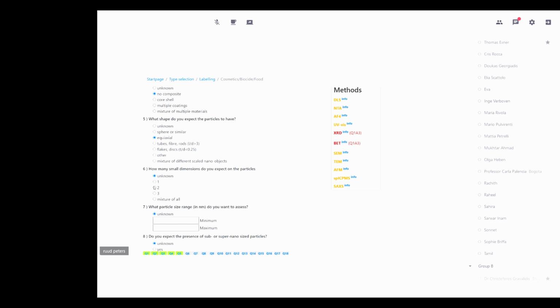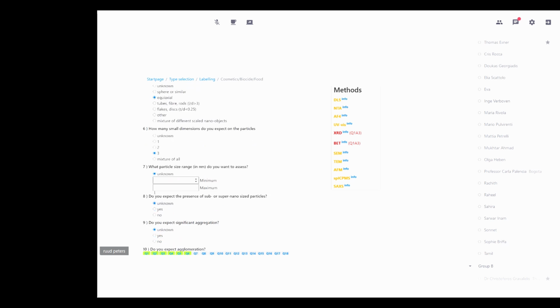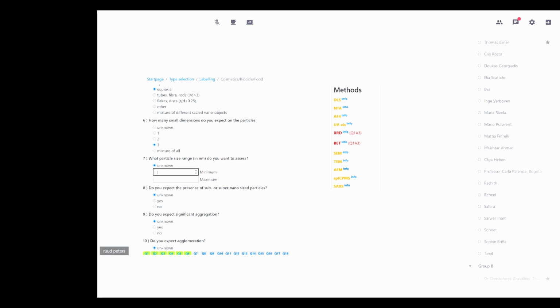So how many small dimensions do I expect? Well, I expect just 3 small dimensions. Particle size is, of course, an interesting one because I expect these titanium dioxide particles to be rather small. And so I select 10 for the small size, and the zinc oxide will be much larger. So I just choose 250 for zinc materials.